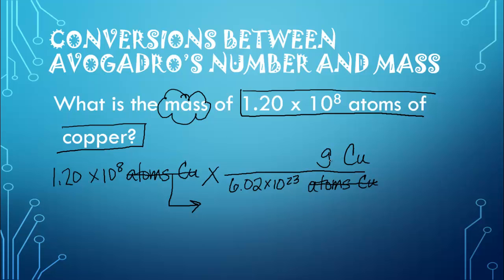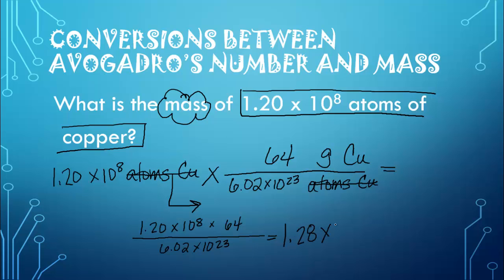which is 64 grams. So we do the math. So we have 1.20 times 10 to the 8th times 64, and we're going to divide that by 6.02 times 10 to the 23rd, and we get 1.28 times 10 to the negative 14 grams of copper. So again, we multiply by what's on top and divide by what's on bottom.